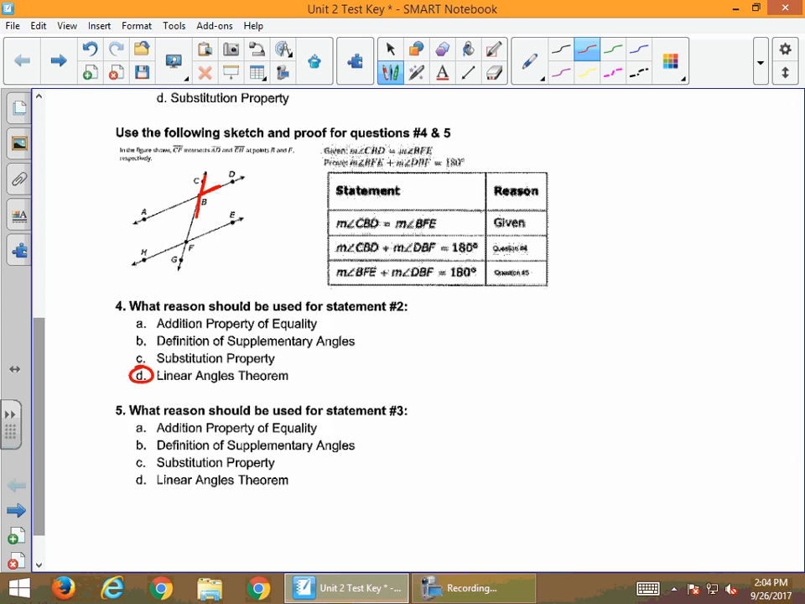If you picked B, again, like number one, that is the best wrong answer that you could pick.